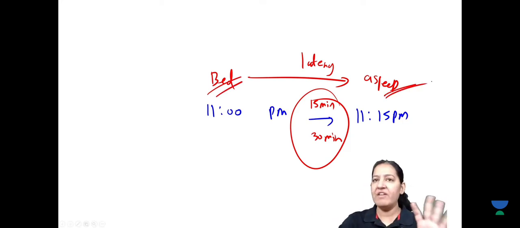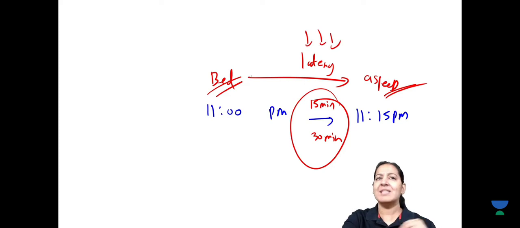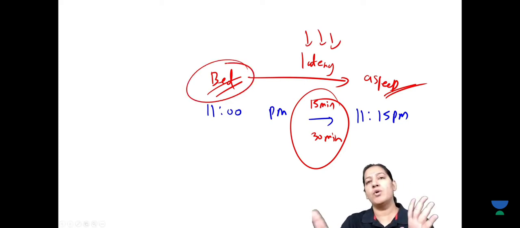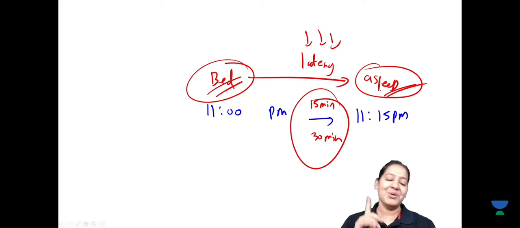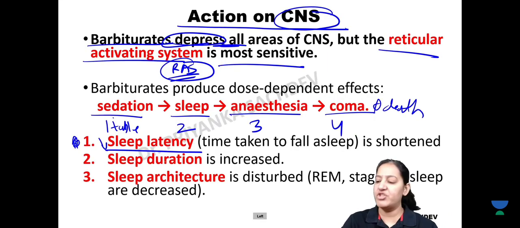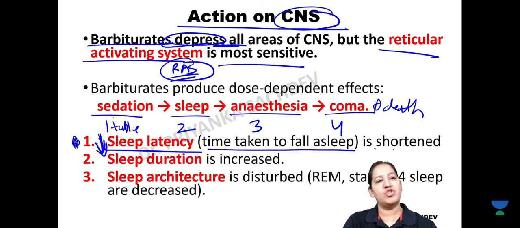So everyone wants this time to be less. As soon as you go to bed, you just close your eyes and you fall asleep. That is the best thing you can have in the world, right? So barbiturates are the tablet which reduces the patient's latency time taken to fall asleep. It is shortened. So it is a good thing.